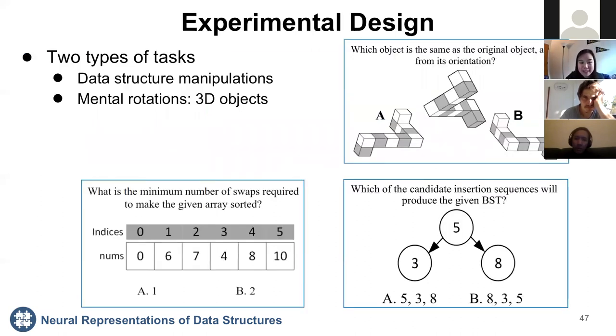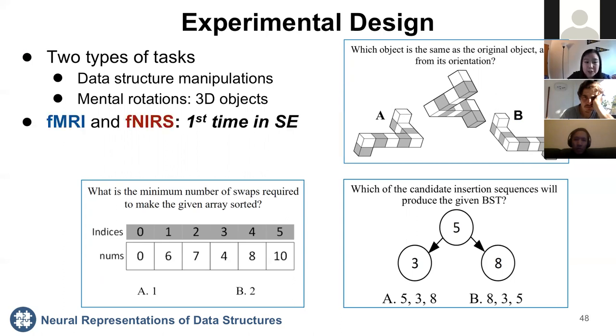Now we can finally talk about the experimental design of the first study. Are data structure manipulations and mental rotations similar cognitive activities? Well, this is the very first study to use medical imaging to look at data structures at all. In this experiment, we used two types of tasks. The first type is data structure manipulation tasks, such as lists, arrays, and trees, as shown on the bottom of the screen. The other type of task is mental rotation tasks, as shown on the upper right corner here. Psychology has a special name for them, called Vandenberg tasks. This study is also the first study in software engineering that uses both fMRI and fNIRS for a comparison. Also, it is still the largest medical imaging human study in software engineering so far.